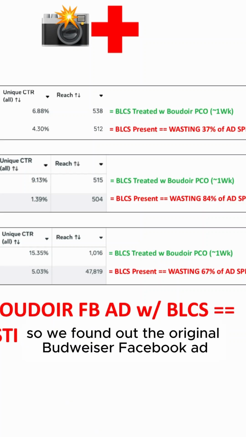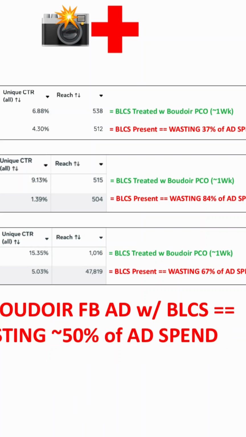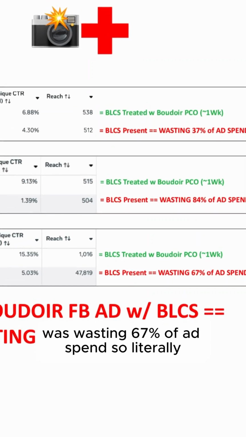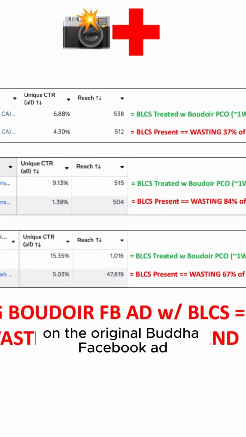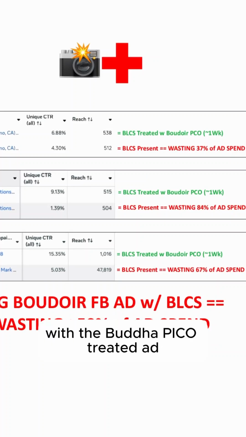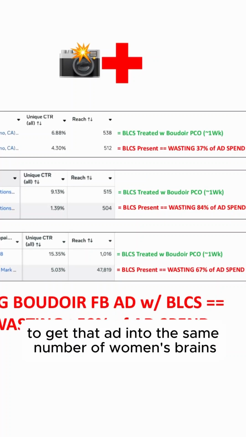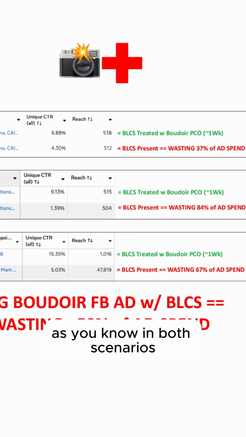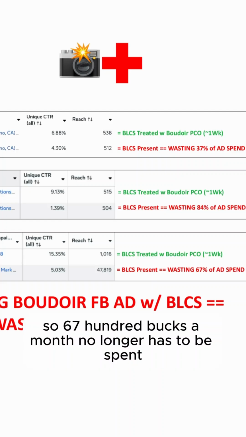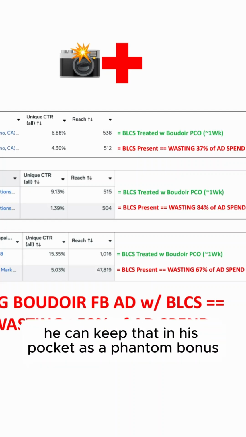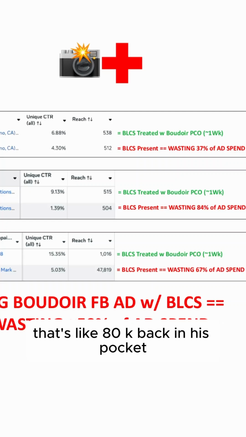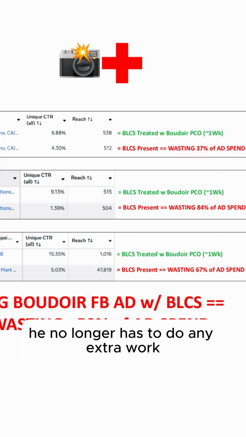So we found out the original Boudoir Facebook ad was wasting 67% of ad spend. So literally, if he spent 10 grand a month on the original Boudoir Facebook ad, he now only has to spend $3,300 a month with the Boudoir Pico treated ad to get that ad into the same number of women's brains in both scenarios. So $6,700 a month no longer has to be spent. He can keep that in his pocket as a phantom bonus, and that's perpetual. I mean, over the next 12 months, that's like $80K back in his pocket, and he no longer has to do any extra work.